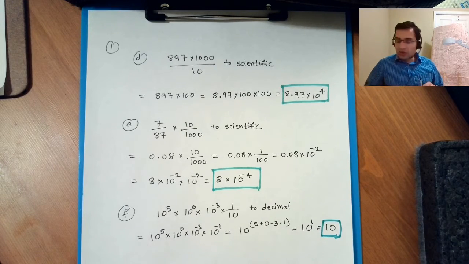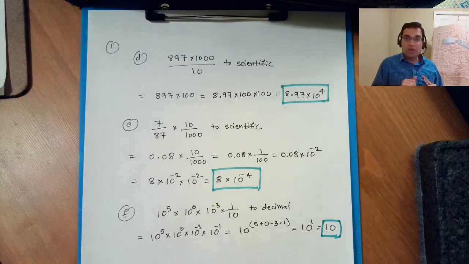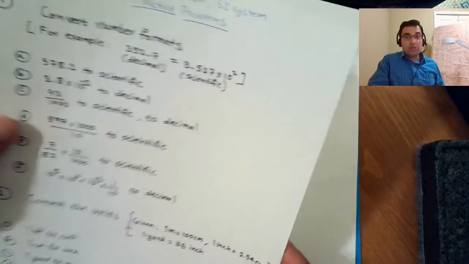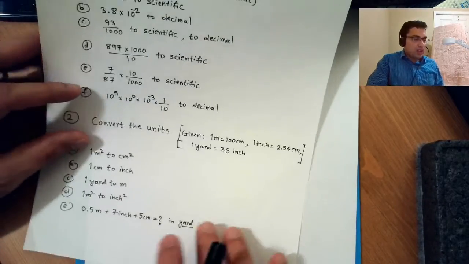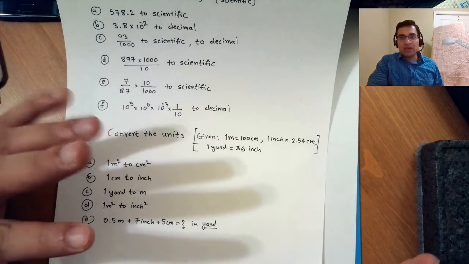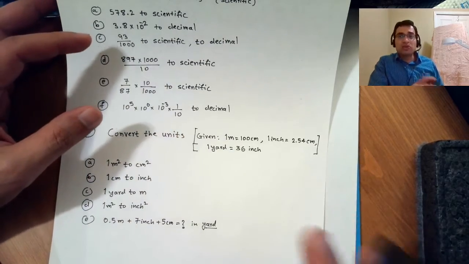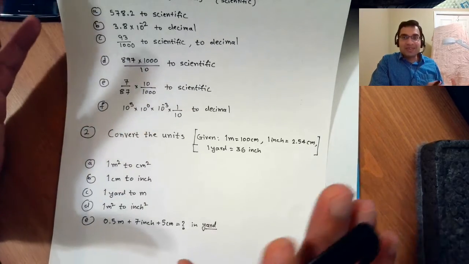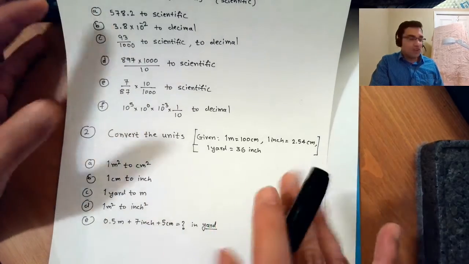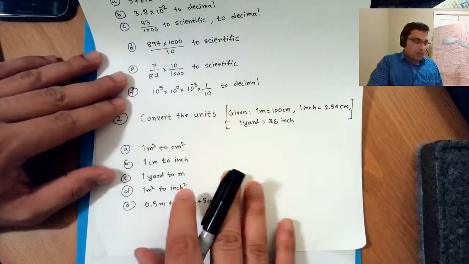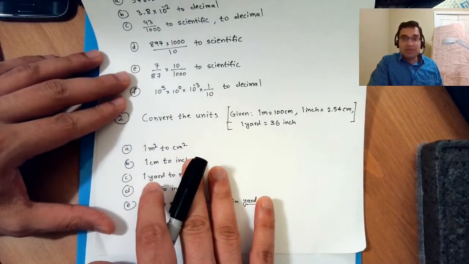Okay, hope you understood this so far. Let's move to the next problem. So far we have only talked about converting numbers from decimal to scientific number format. We haven't talked about unit conversion yet. I did teach how unit conversion works in the theory video. So if you don't remember that, please go check out that video. Here are some practice problems for unit conversion.